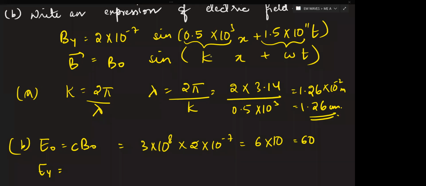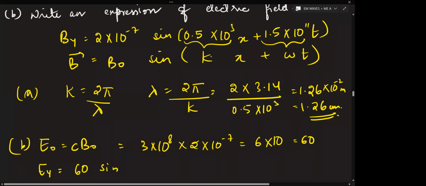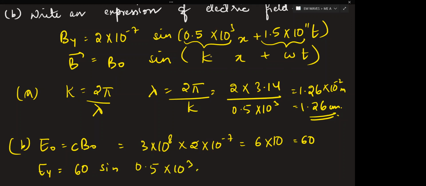Peak value will be 60 sin. Now repeat this whole term as it is: 0.5 into 10 to the power 3 x plus 1.5 into 10 to the power 11 t. This becomes the equation for the electric field.